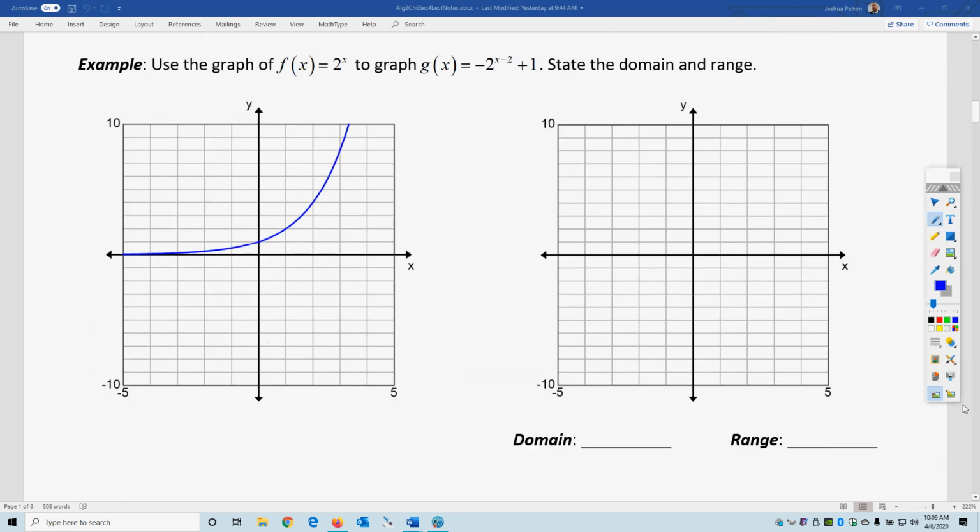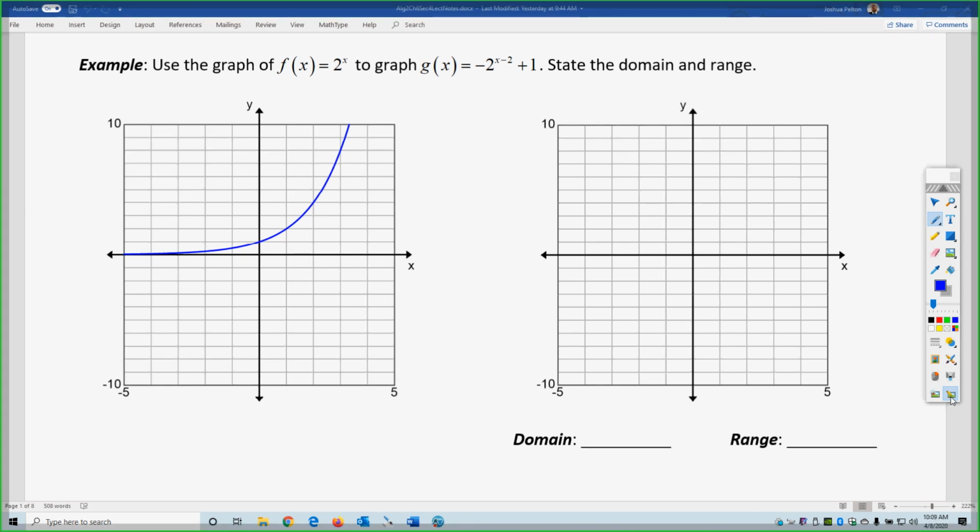And again, if you don't remember the transformation steps, look back at the previous page. So again, 2 to the x, same as the prior page. We're going to use the easy points, which are (0, 1), (1, 2), (2, 4), and (3, 8). That seems good enough. So this is our parent right here.